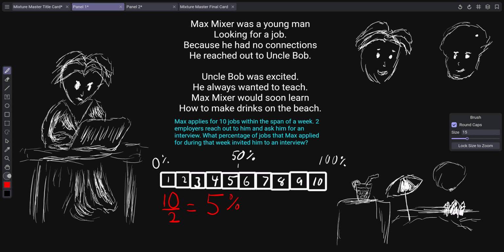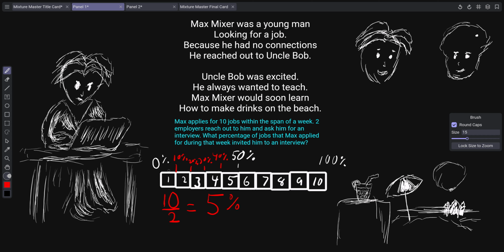5% of the jobs reached out. But thinking about this, right? So 50% is the halfway mark. We would have 40% here. And then this here would be 30%. Then 10% would be all the way back here. 20% would be in the middle, right? So just write them all. 20% would be in the middle. 10% would be all the way back here.